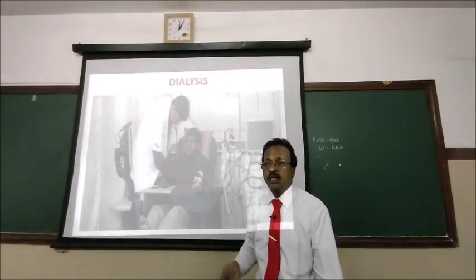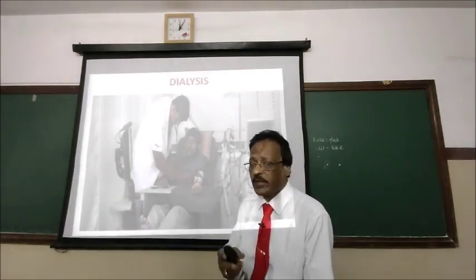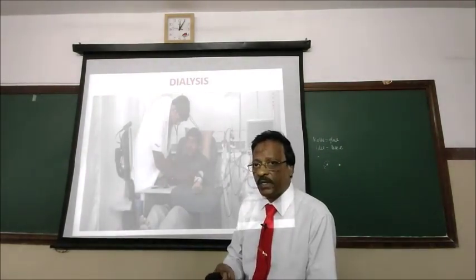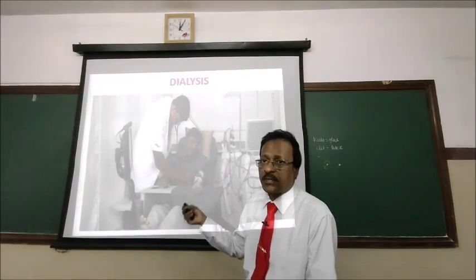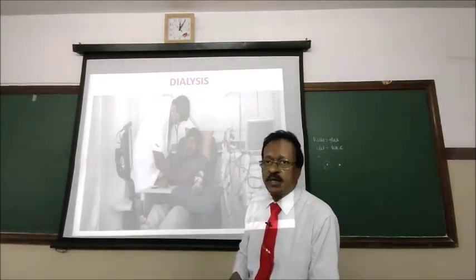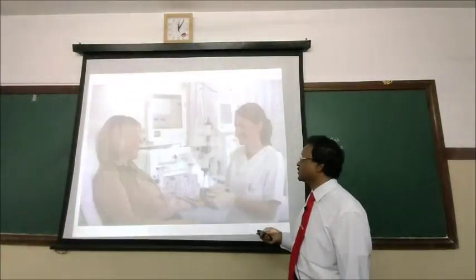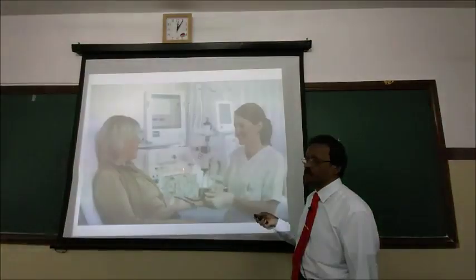All the toxic ionic impurity in blood can be removed because blood is colloidal. The colloidal particles diffuse slowly, but the crystalloids move fast. So dialysis can be used for patients suffering from kidney failure. This is one diagram I have given for the application of dialysis, a patient undergoing dialysis in the hospital.